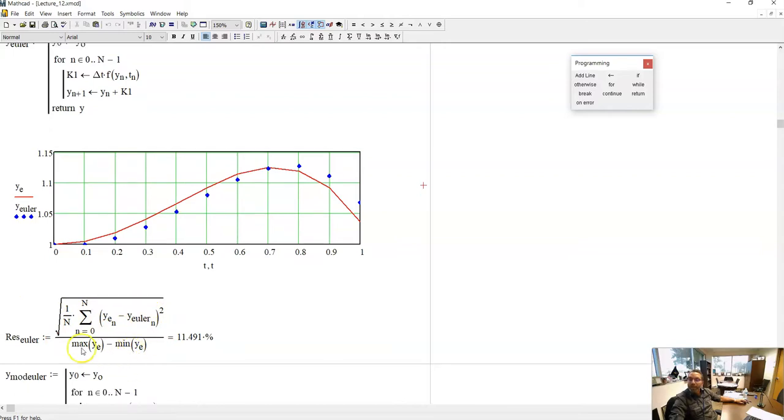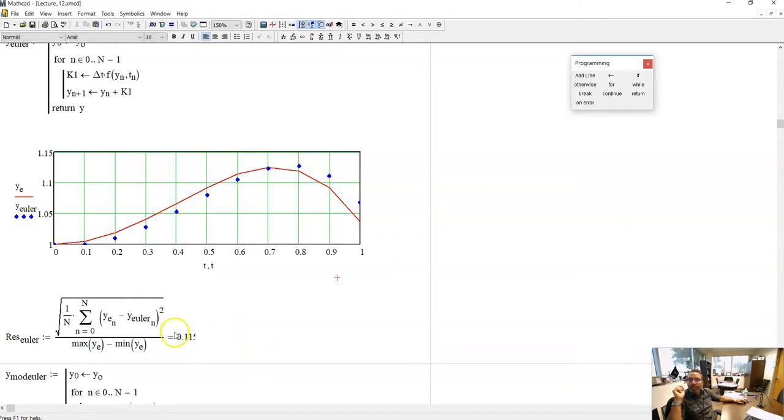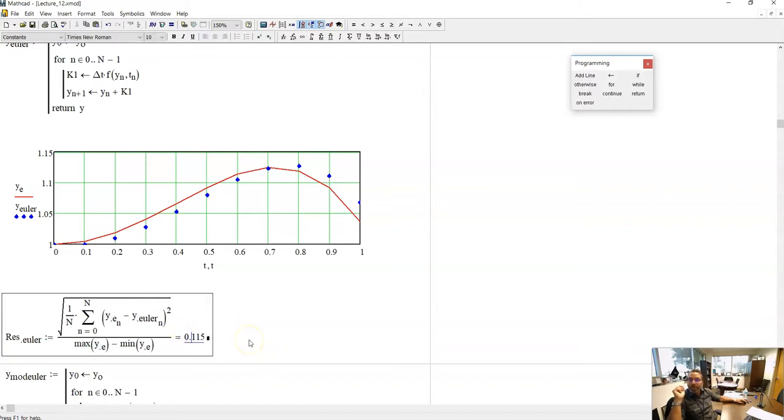And what I'm doing is I am normalizing that standard deviation with the maximum value and the minimum value of the exact solution, so that I get a number that is non-dimensional. So I'm taking the standard deviation of the difference between the two solutions, dividing it by the span of the solution, and then I am calculating a percentage. If I remove the percentage from this, all I get is a number like this, 0.115. This is a normalized, non-dimensional value of the standard deviation.